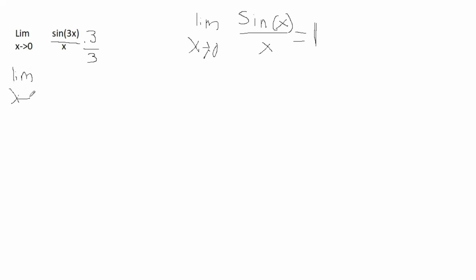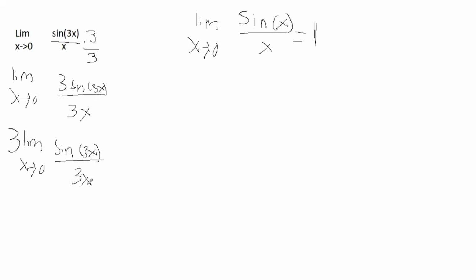So, now we have 3 sine 3x over 3x. Now, how can we get rid of this 3? Here's how we can do it. Just put the 3 outside of the limit like this, and we are left with sine 3x over 3x. And then we can finally put in our limit since we are able to match this. So now we have 3 times 1, and that is just 3.